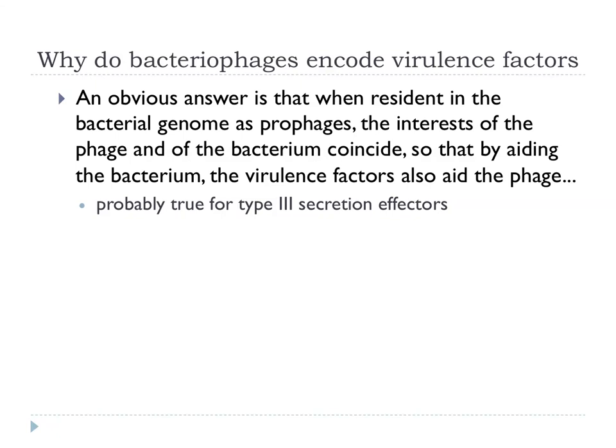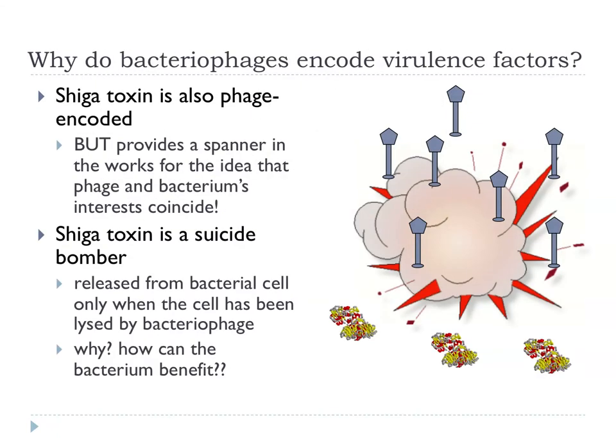But there's a twist in the tail for this, because the sugar toxin is actually encoded on a phage, but the gene is only expressed and the protein only made when that phage has gone from being a prophage into the lytic phase of its life cycle, where it starts to make many, many copies of the phage and is starting to destroy the cell in which it lives. So in a sense, the sugar toxin is like a suicide bomber.